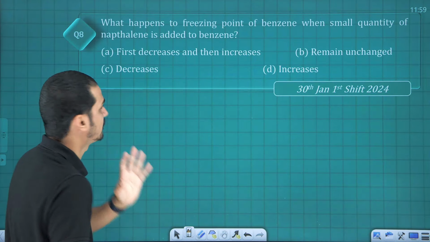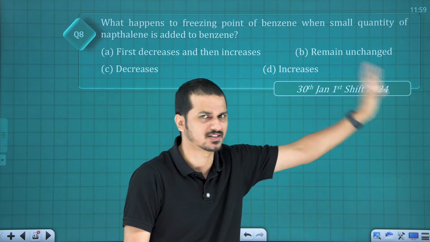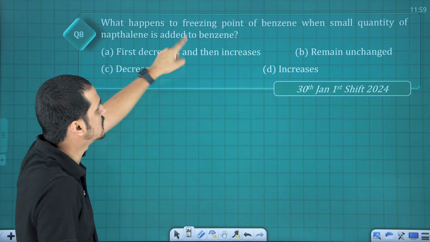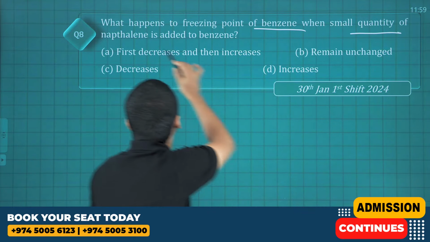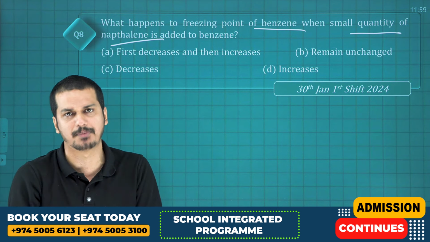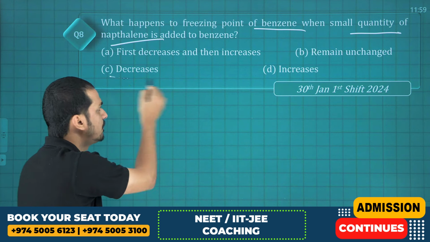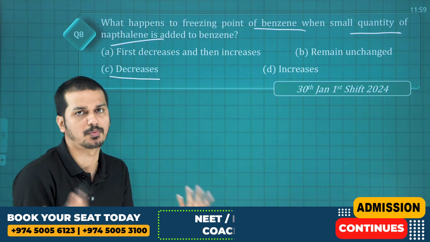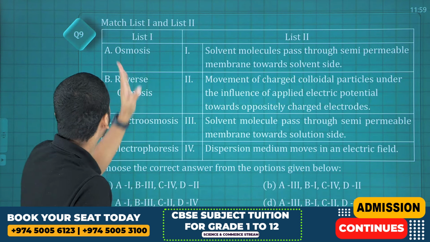Question number 8. It's a direct, simple question. They asked it in 2024 January first shift. See here, what happens to the freezing point of benzene? Benzene is a solvent. To that, you are adding naphthalene, a non-volatile solute. What will happen to its freezing point? Freezing point decreases. Depression in freezing point, a colligative property. That's it. Option C is the correct answer. Clear? Next one, question number 9.